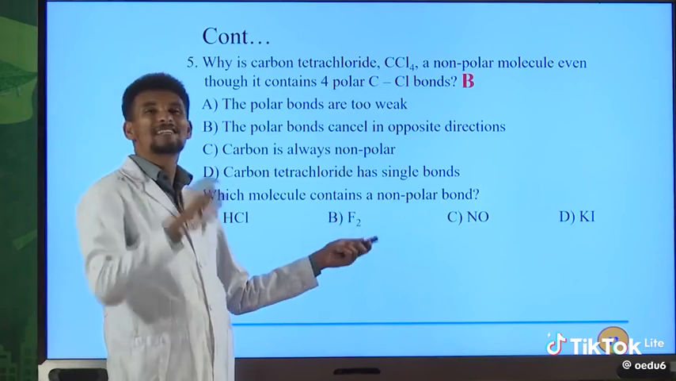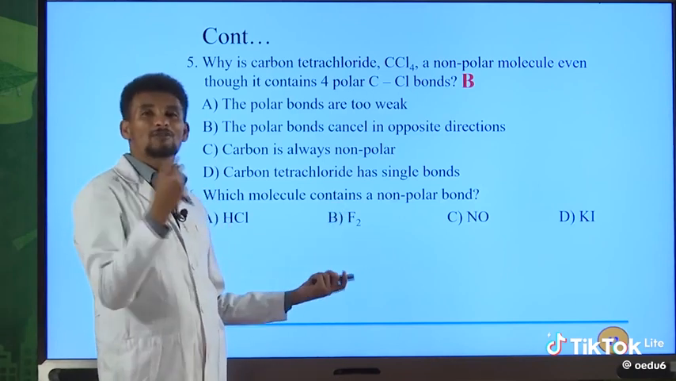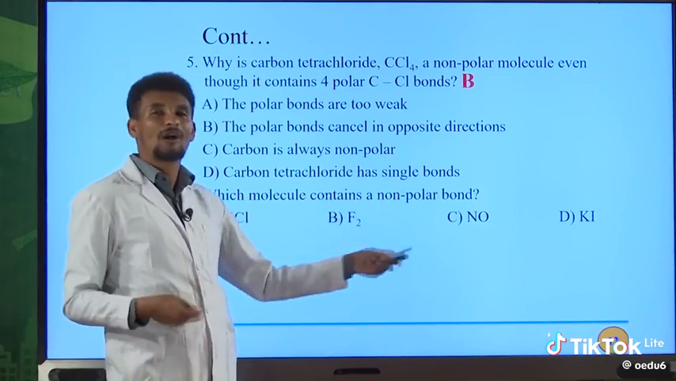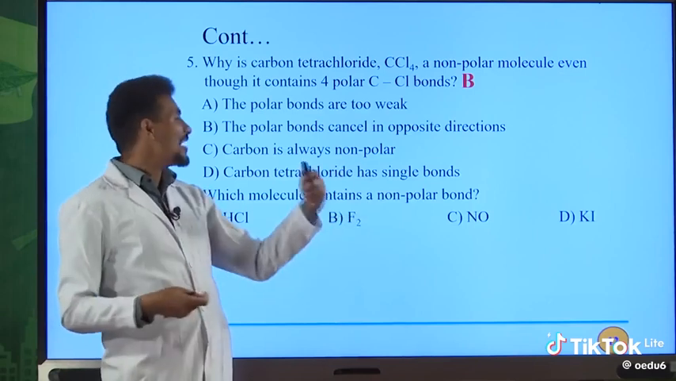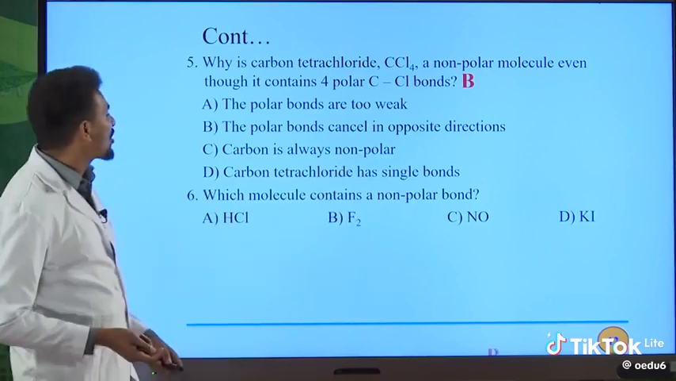But here we have the same atoms. The electronegativity of a fluorine atom is 4. The electronegativity of the other fluorine atom is also 4. 4 minus 4 is equal to 0. Therefore, the bond is non-polar. So B is the correct answer.